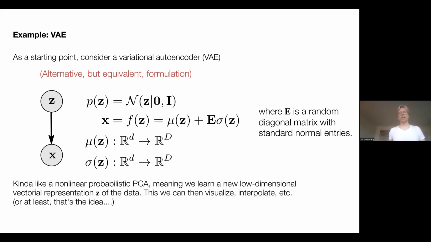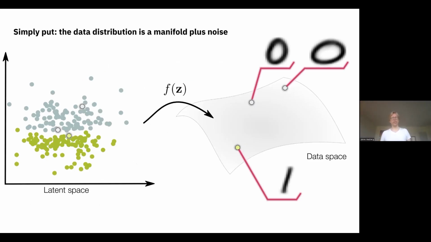And we can equivalently write this as we assume that the data is generated by mapping from latent space through some neural network mu, and then adding Gaussian noise to that. So visually, you can think of a variational autoencoder as something that has a low-dimensional Euclidean structure. This is then mapped out into a high-dimensional space through a neural network, and noise is added.